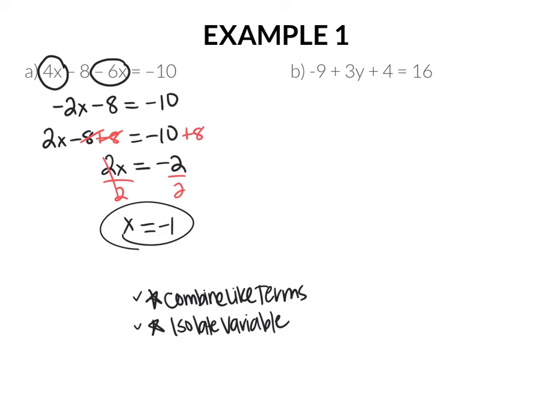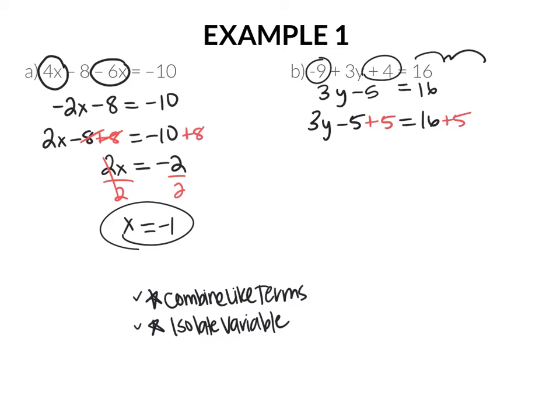Let's look at part B. Negative 9 plus 3y plus 4 equals 16. I look at the left side of that equal sign and I can combine my like terms. The y's don't have anything to combine with, so I just bring down the 3y. But I have a negative 9 and a positive 4. They combine to give me negative 5. The 16 doesn't get combined with anything because it's all alone on the right side of the equation.